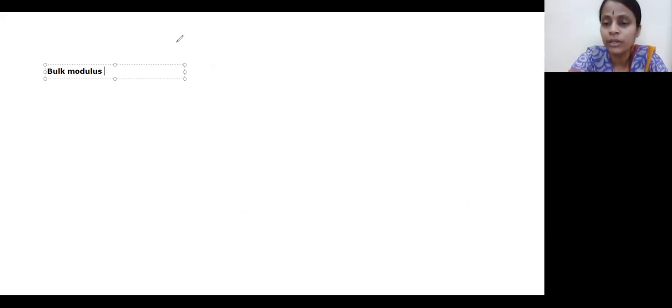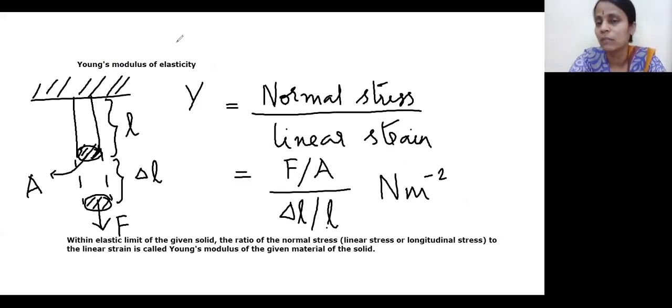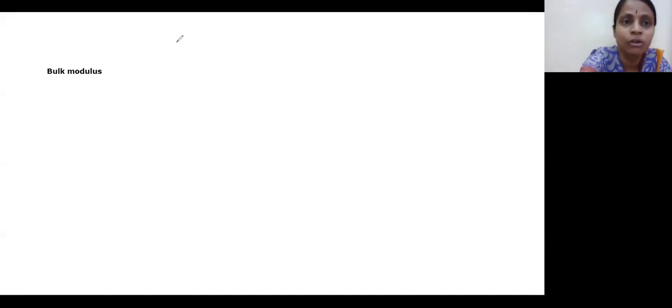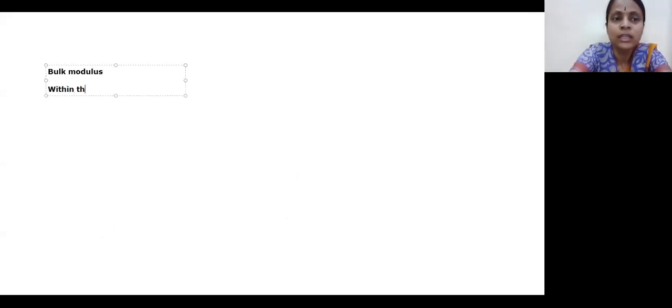Bulk modulus. How did we define Young's modulus, children? Within the elastic limit of the given solid. So that is how we are going to define bulk modulus also, within the elastic limit of the given solid.